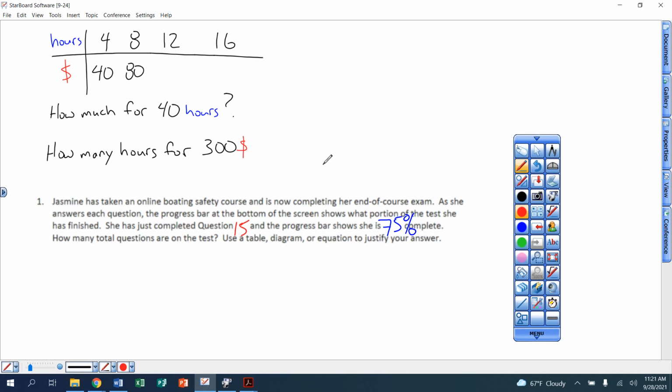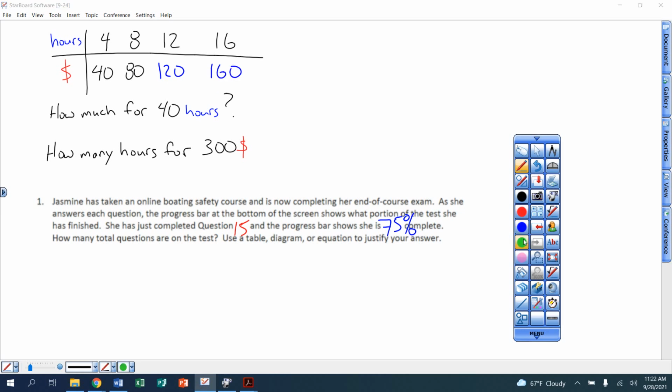Being able to recognize patterns to fill in the table. It looks like this is going up by 40s. Use that to fill in the table. So 80 plus 40, 120. 120 plus 40, 160. Be able to fill in that table.